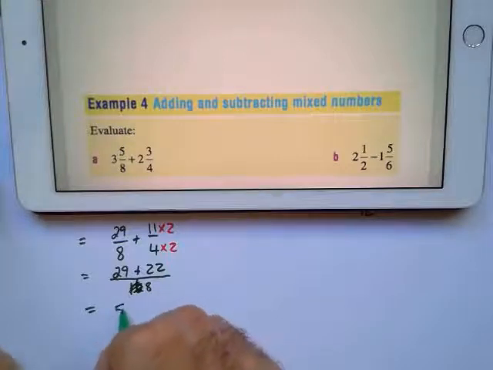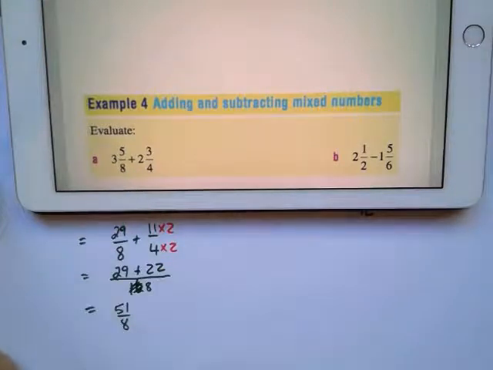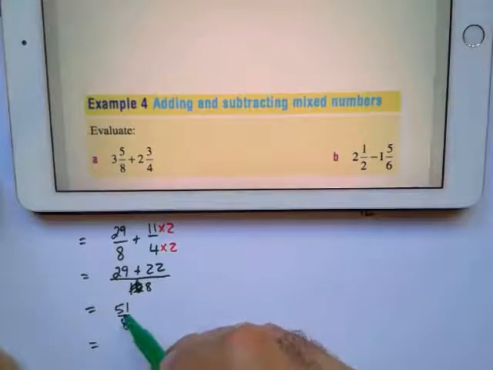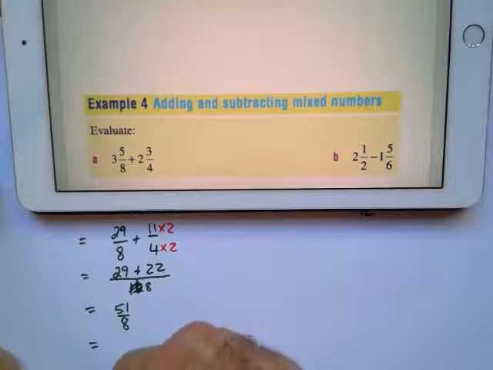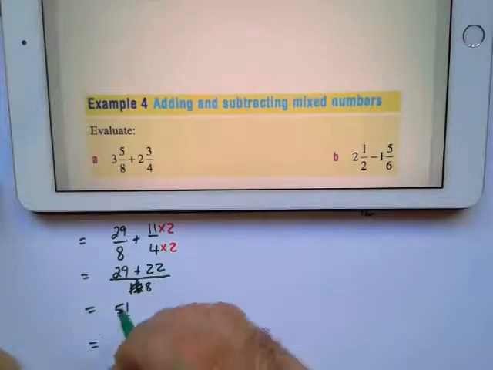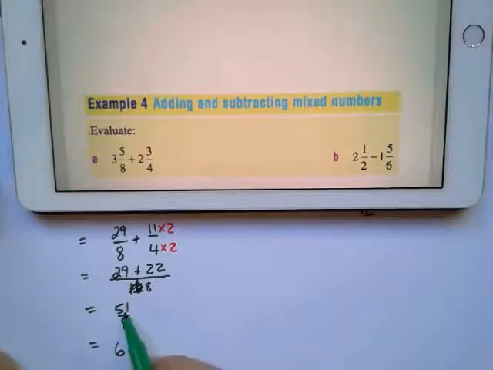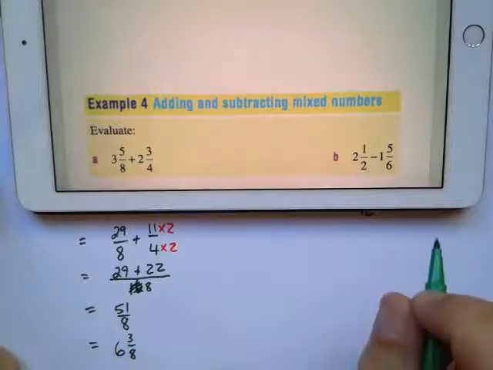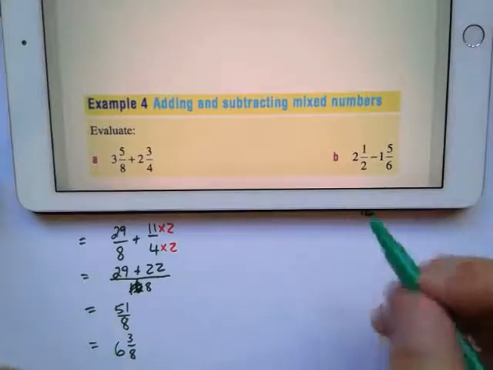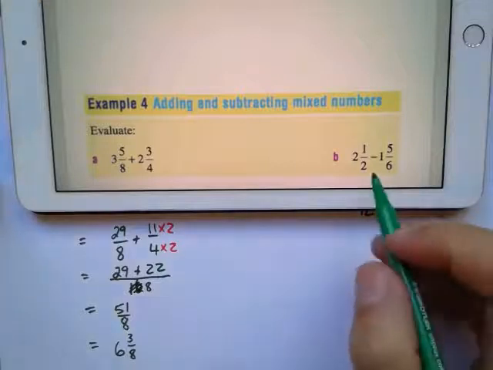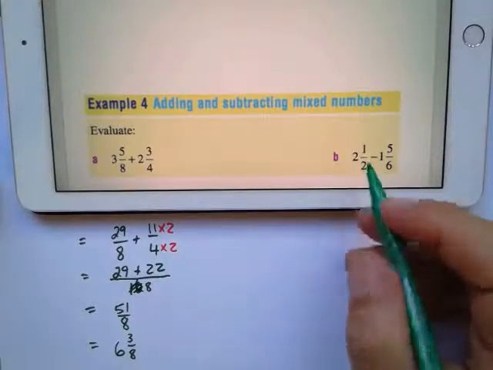51/8. Now because we started off with a mixed number, I'm going to write this as a mixed number. Now I'm going to say 51 divided by 8, or 8 divided into 51. 8 times 6 is 48. And if I have 51 take away 48, 3 remains. So that will be 6 3/8.